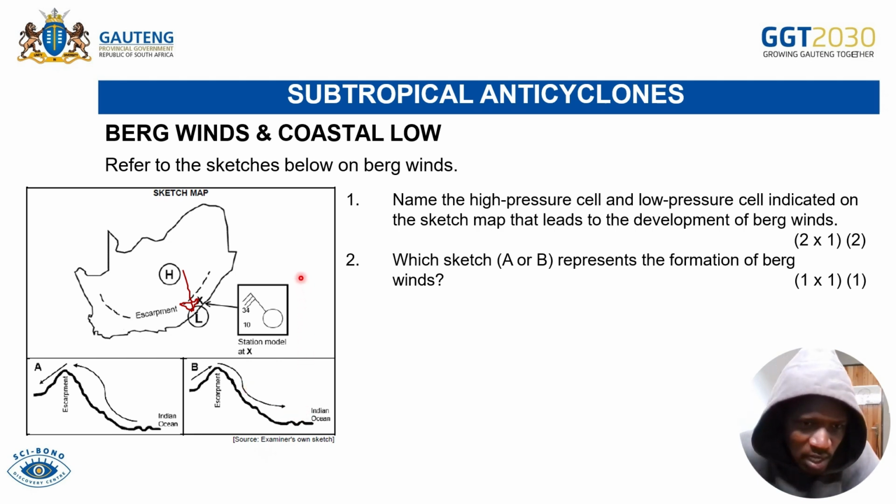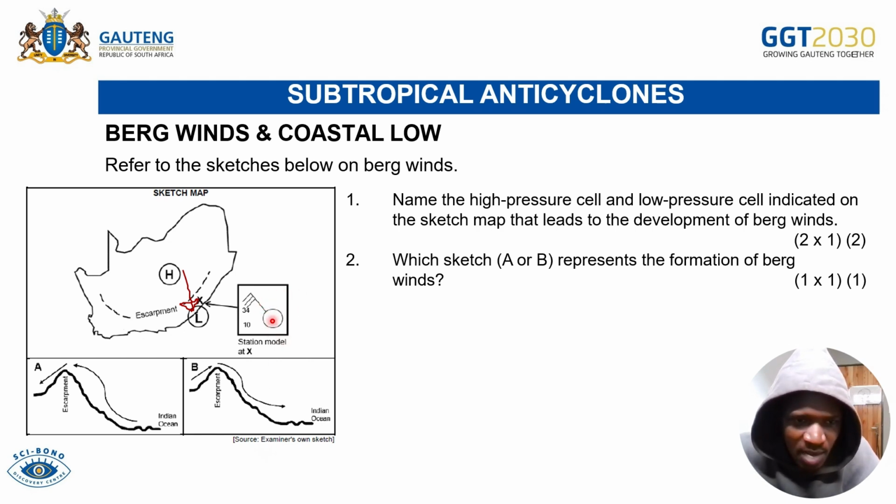Let's take a look at this weather station. Remember, our Berg winds descend the escarpment, they go down the escarpment. That's why at the weather station at X, can you see there's clear skies? There's clear skies because there's no cloud formation. Remember, these winds descend the escarpment and they are heated adiabatically, 1 degree Celsius for every 100 meters. They have no moisture. There's no rising, cooling, and condensation. That's why the weather station is showing us clear sky.